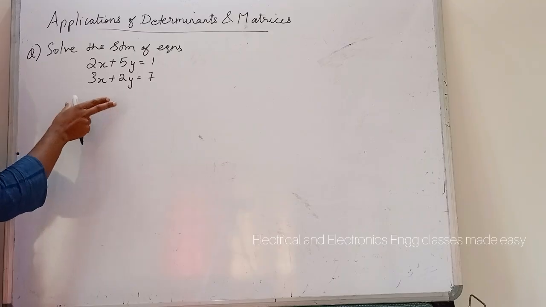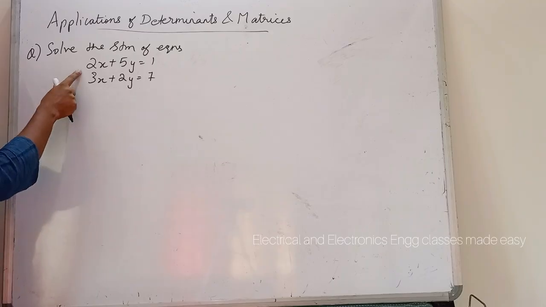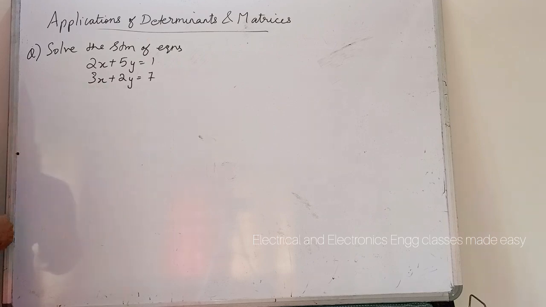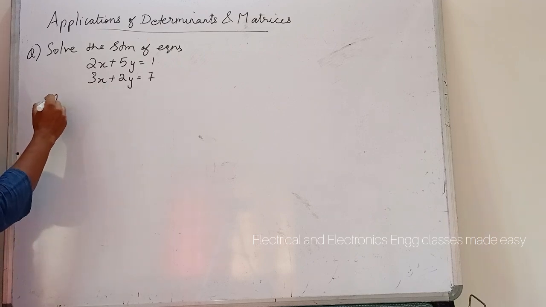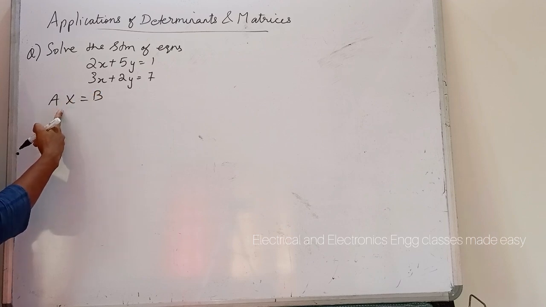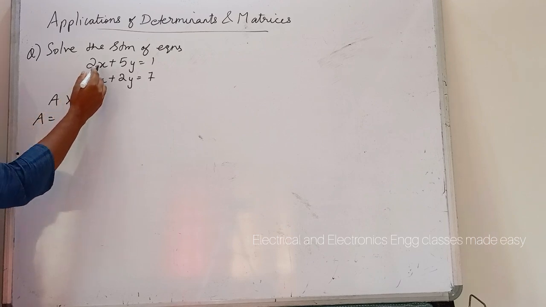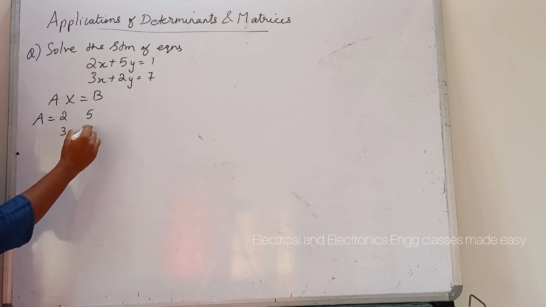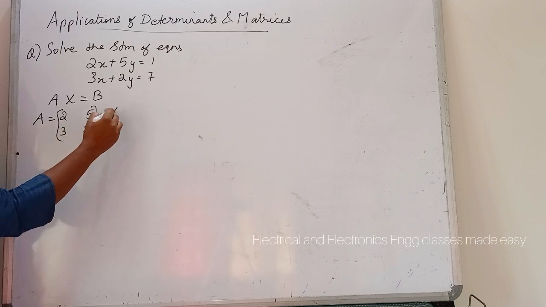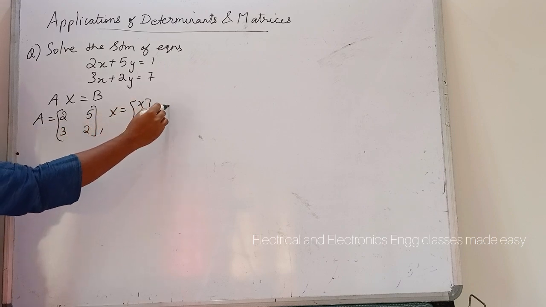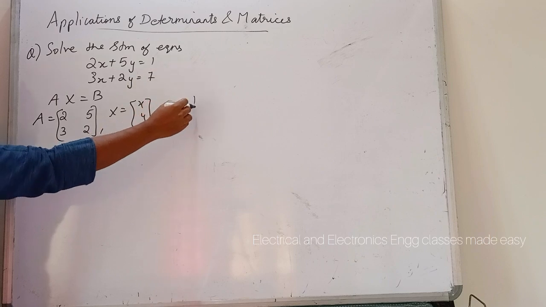Let us do a problem. Solve the system of equations 2x + 5y = 1, 3x + 2y = 7. So this can be written in matrix form as AX = B. Here A is the matrix of the coefficients of x and y, that is [2 5; 3 2]. X is the column of the unknowns x and y. Then B is the column 1 and 7.